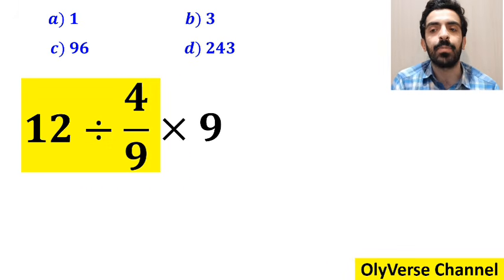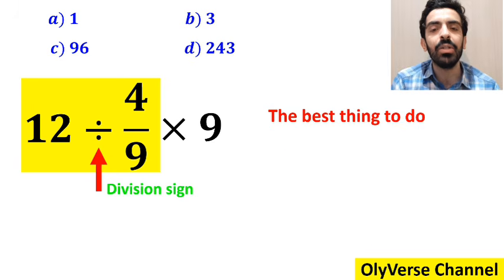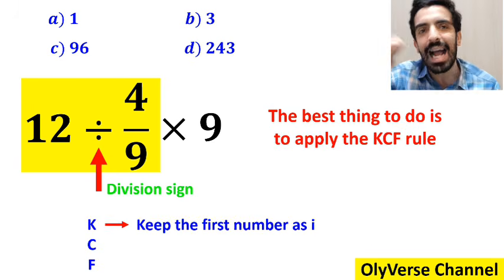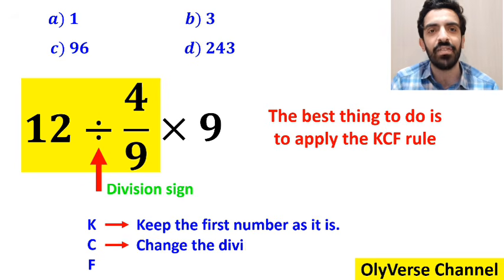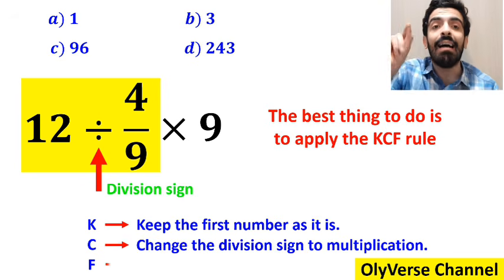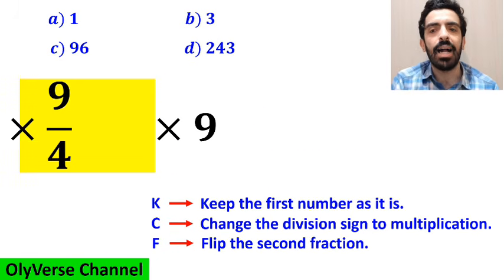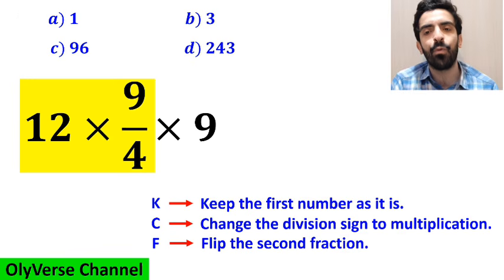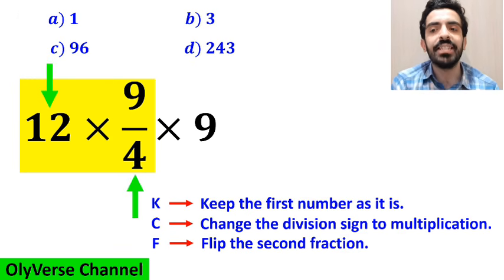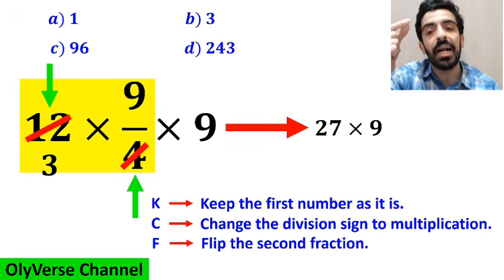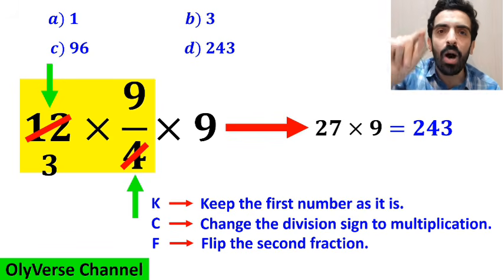So, first we'll start with the expression 12 ÷ 4/9. Okay, whenever we come across a division sign between two terms, the best thing to do is to apply the KCF rule. In this rule, K stands for keep the first number as it is, C stands for change the division sign to multiplication, and F stands for flip the second fraction. So, we remove the highlighted part and replace it with 12 × 9/4. Now, the number 12 cancels out with the 4 in the denominator and this expression simplifies to 27 × 9, which finally gives us the answer 243.